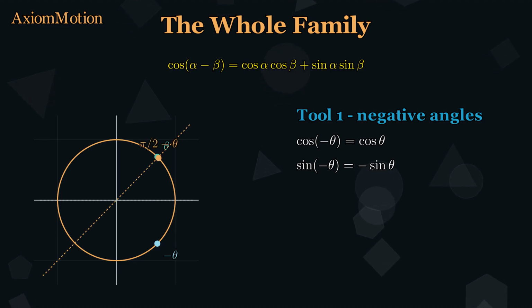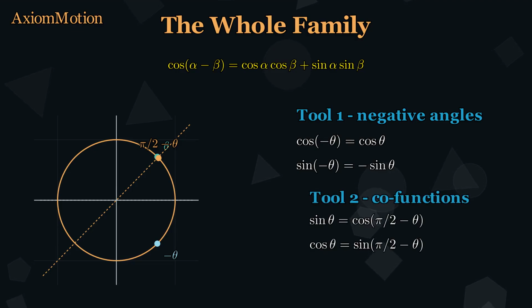Tool 2. Cofunctions. Reflecting across the diagonal line y equals x swaps the coordinates and sends theta to pi over 2 minus theta. So sine of theta equals cosine of pi over 2 minus theta. Again, directly from the definition.